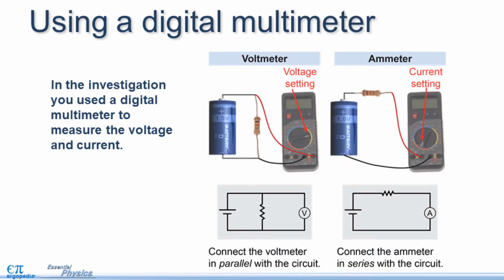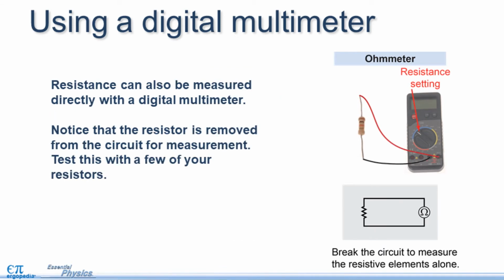In the investigation, you're going to use a digital multimeter to measure the current and the voltage. If a multimeter is not available, you will be using the voltage probe and the current probe with the LabQuest. Resistance can also be measured directly with some types of multimeters. You'll have to check the multimeter in the lab to see if this is possible. If it is possible, you're going to set your setting to ohms, and then disconnect the resistor from your circuit, connect the positive and negative lead of your multimeter to either side, and you should get a reading of your resistance.